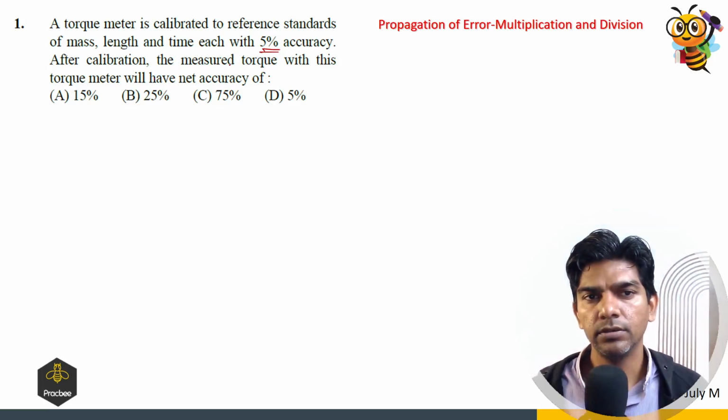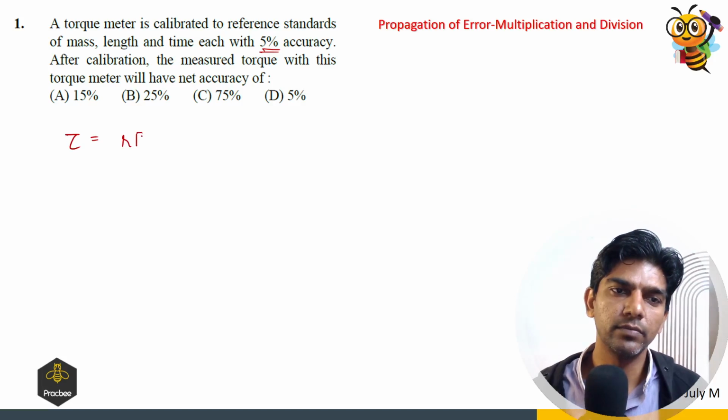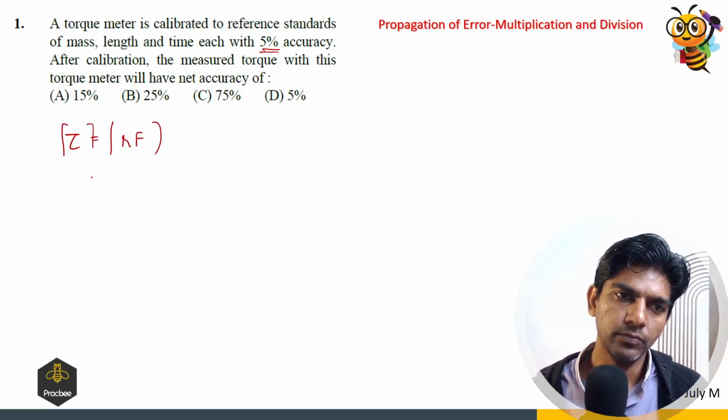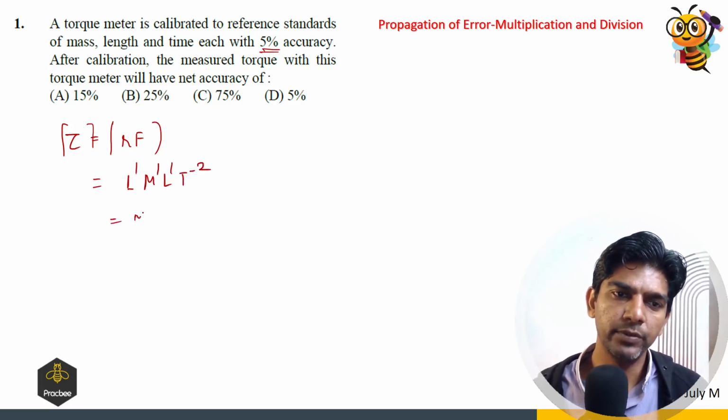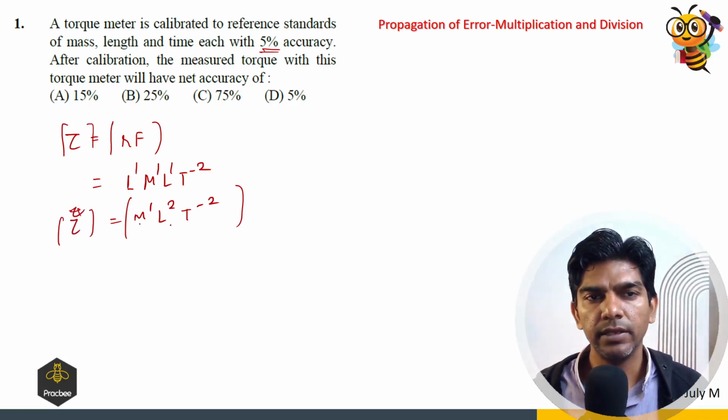After calibration, the measured torque with this torque meter will have a net accuracy. So what is torque? Torque is given as R cross F. Now if I take the dimension, it will be L raised to power 1, M raised to power 1, L raised to power 1, T raised to power minus 2, which is M raised to power 1, L raised to power 2, T raised to power minus 2, right? Now they are saying mass, length and time, all these three are measured up to 5% accuracy.